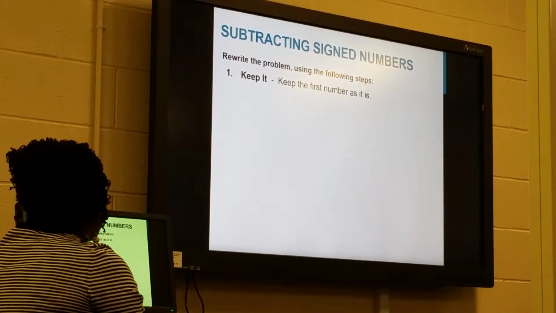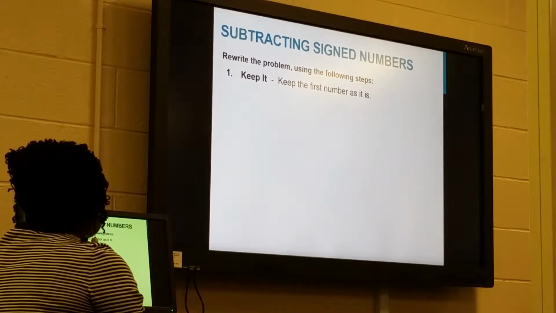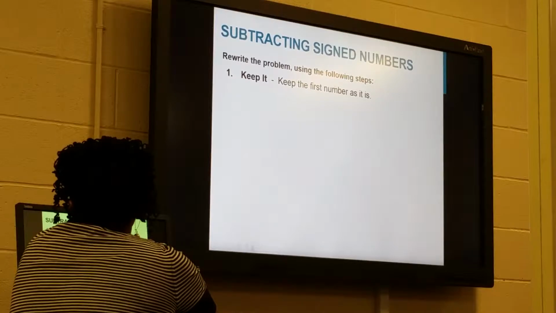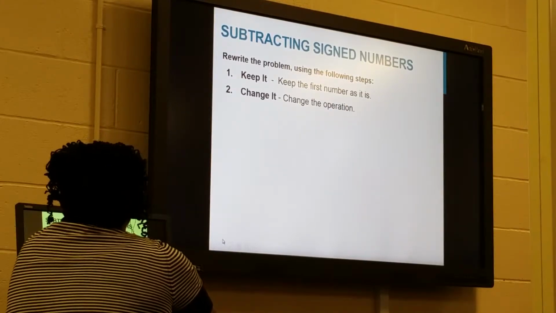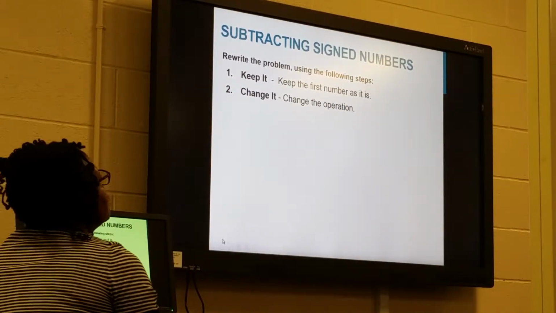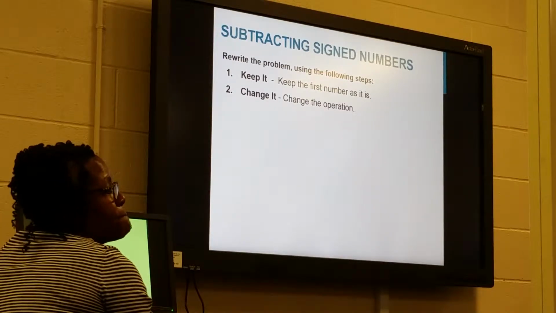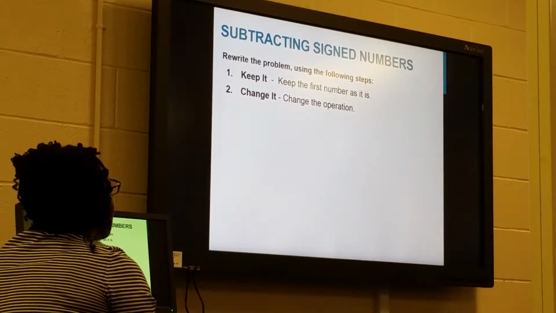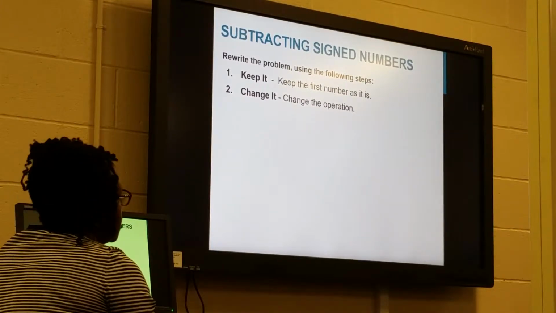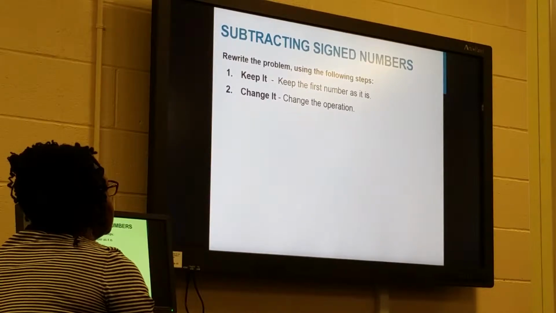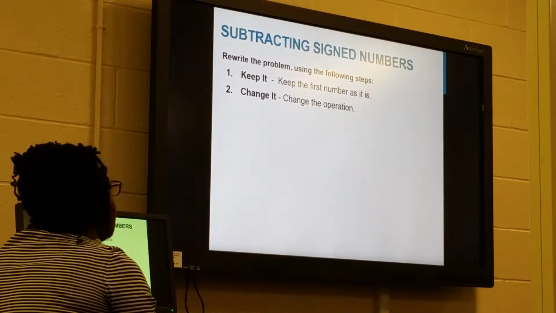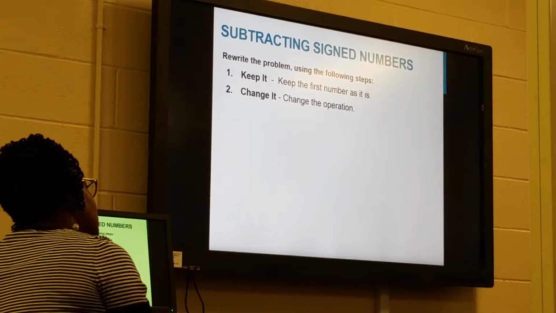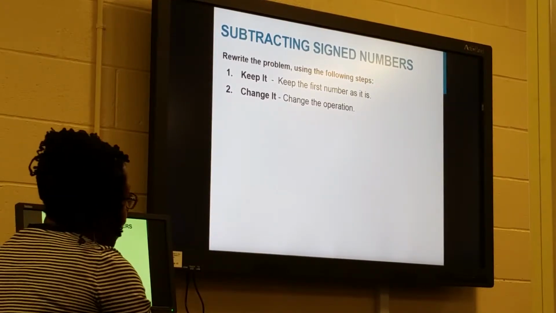This is when we're subtracting. The second one, change it. Change the operation. The operation is add or subtract. That's the operation. Keep the first number. You change the operation, so if it's adding, you change it to subtract. If it's subtracting, you change it to add.